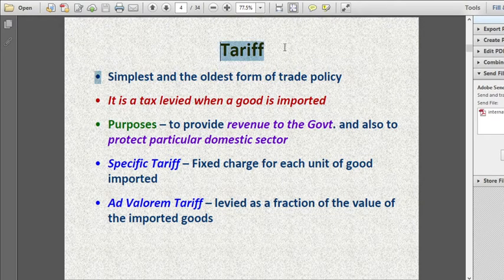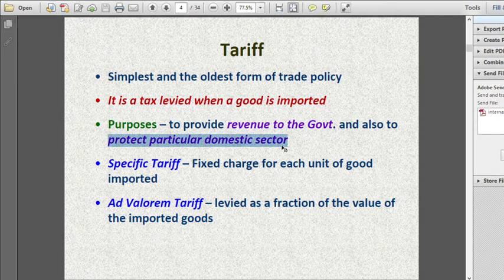So when we say tariff, this is the simplest form and the oldest form of trade policy. It is a tax levied when a good is imported. So pag nag-import tayo ng product, kailangan may tax siya. Pag nag-export tayo ng product, tayo naman ang magbabayad ng tax sa kanila. The purpose of this is to provide revenue for the government and also to protect a particular domestic sector.